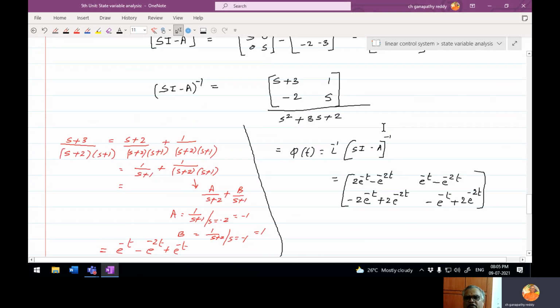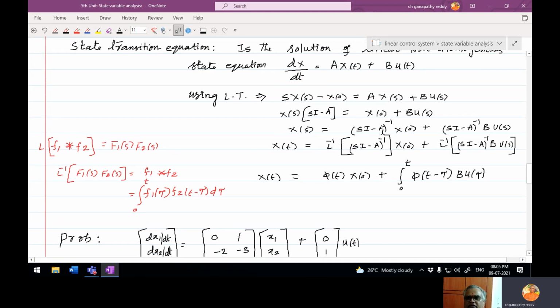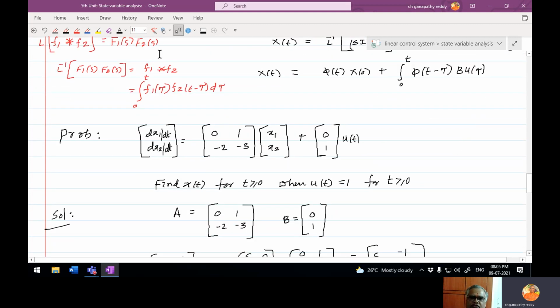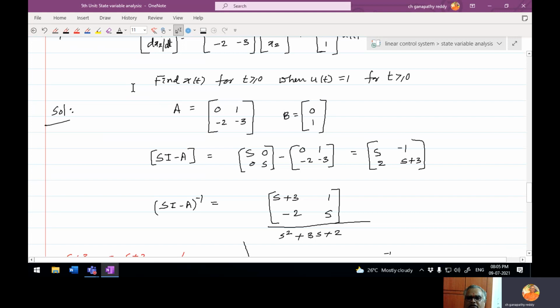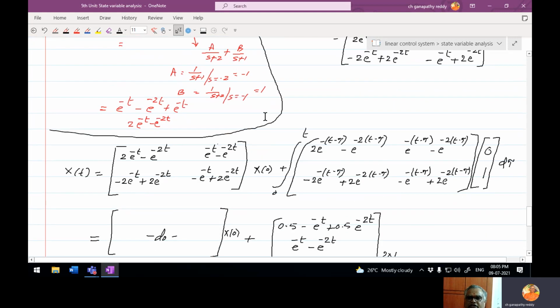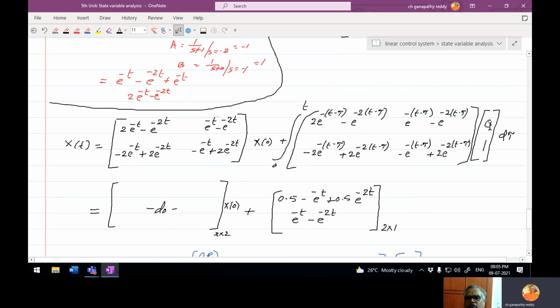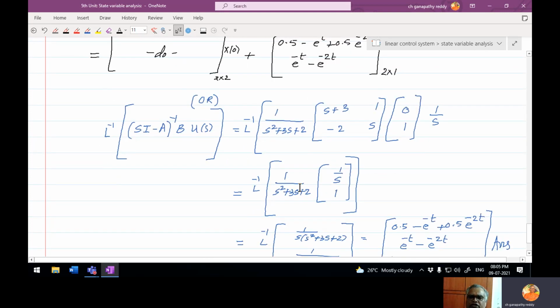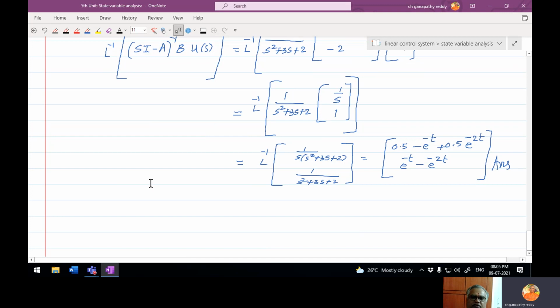Actually, if you see, it is (sI minus A) inverse B U of s. So directly multiply, and after multiplication apply L inverse. That is one way. The other is using the convolution technique, where we do phi of t minus tau B into u of tau. So you can do it either way, but always learn both the techniques.